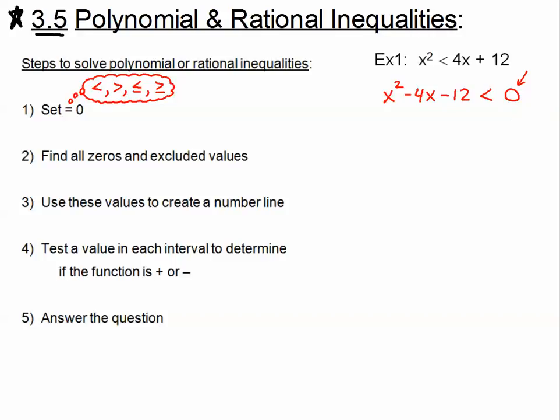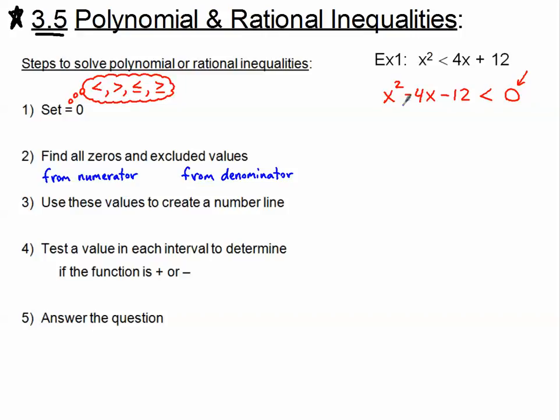My second step, find all zeros and excluded values. Zeros are like roots or x-intercepts, and they come from the numerator. So any value that would make a numerator equal to 0 is called your root, or is called your 0. Excluded values come from the denominator. Those are like our vertical asymptotes when we're graphing our rational functions.